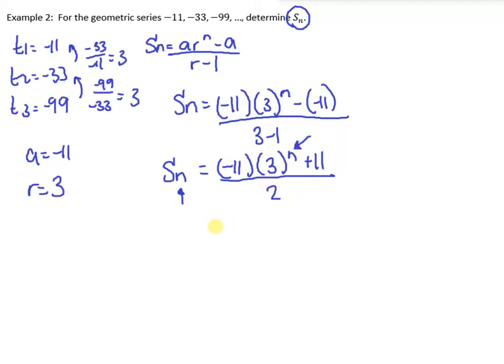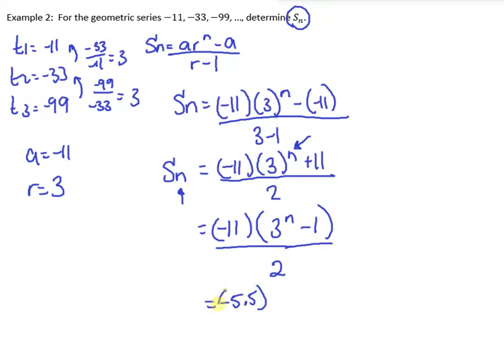If you want to go a little bit further with this, we can actually factor out this negative 11, and we're left with 3 to the n minus 1 inside, and then divided by 2. And we can factor these out. So negative 11 divided by 2, if we want an ugly decimal, we can simply write it as negative 5.5 times 3 to the n minus 1. And then these would be multiplied.